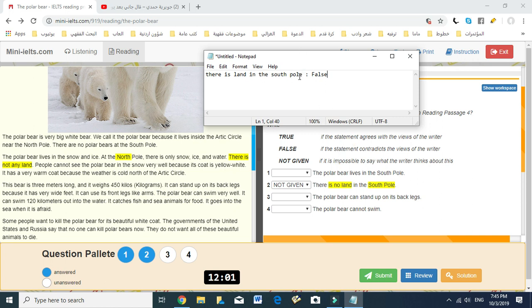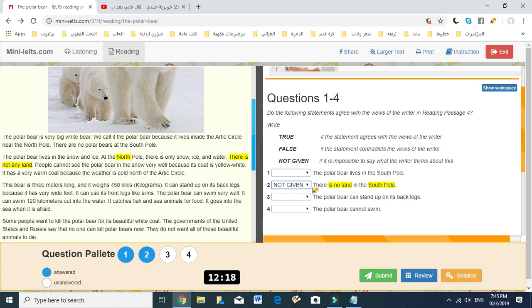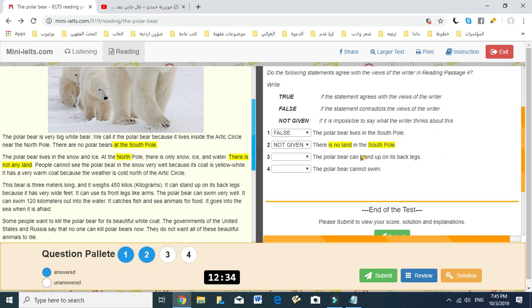Okay, but here he said there is no land at the North Pole. What about the South Pole? I don't know. He didn't say anything about that. So the answer would be not given. Okay, let's continue and move to point number 3. Point number 1, we said it's false. There are no polar bears. Okay. Point number 3. The polar bear can stand on its back legs.